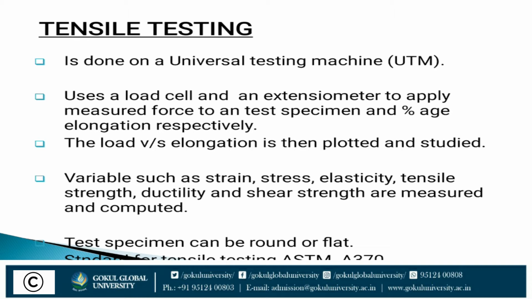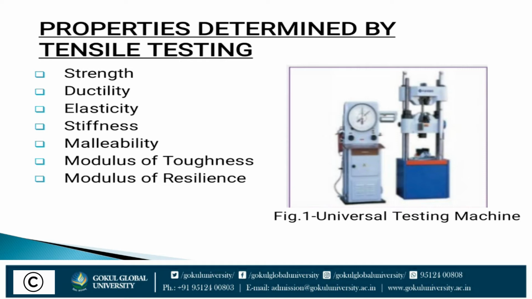Variables such as strain, stress, elasticity, tensile strength, ductility, and shear strength are measured and computed. Test specimen can be round or flat. Standard for tensile testing is ASTM E8. So by using the universal testing machine we can identify different tensile properties like the strength, ductility, elasticity, stiffness, malleability, modulus of toughness, modulus of resilience.